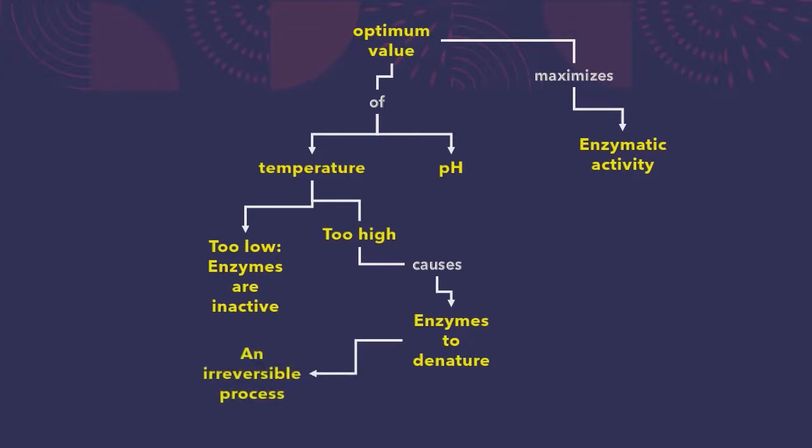Denaturation of an enzyme is an irreversible process, meaning that the enzyme will be decomposed back to the primary structure of the protein, which is the chain of amino acids. And another one is pH. When pH is too high or too low, the same thing happens. The enzyme will denature.